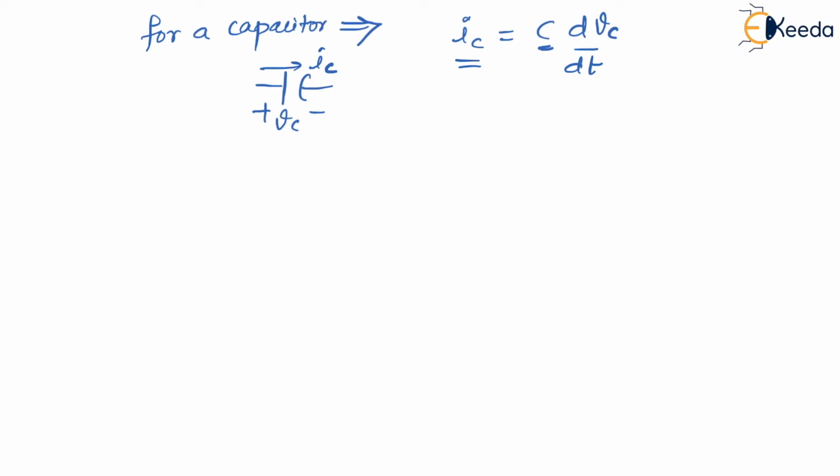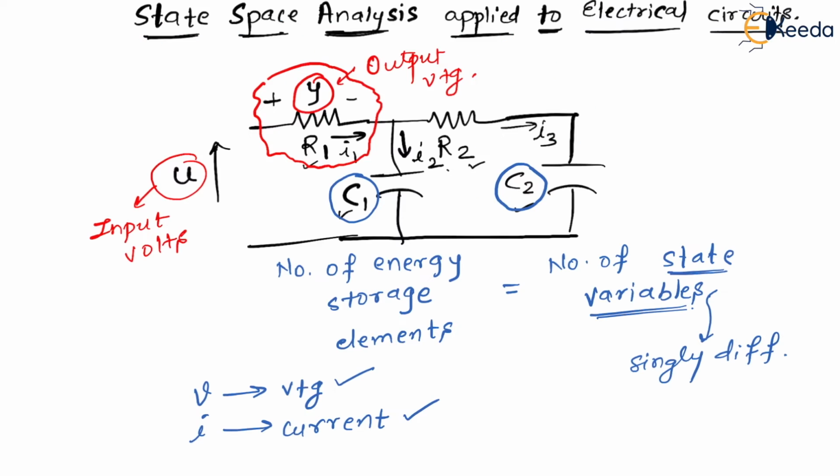Since it is d by dt of Vc, I can replace this with Vc dot, and write the remaining things as it is, C into Vc dot. Now let us assume that this is the node voltage V1 and this is the node voltage V2. Why? Because this node voltage V1 is nothing but the voltage across this capacitor, and similarly V2 is the voltage across this other capacitor. V1 and V2 can be taken as states because they are singly differentiable.